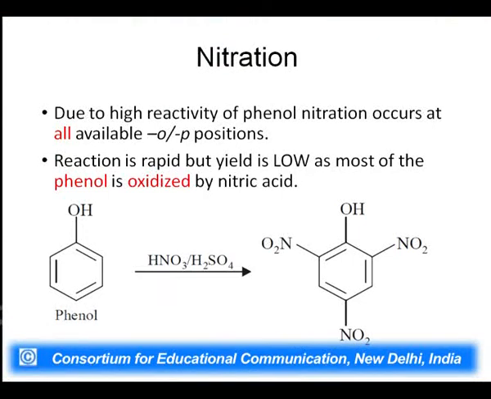So, what we find here is that due to high reactivity, when we treat phenol with concentrated nitric acid and sulfuric acid, the nitration takes place at all three positions. And secondly, the reaction is fast, but the yield is low because, as I have said, nitric acid will oxidize phenol to parabenzoquinone. We will be discussing this in detail after the break.